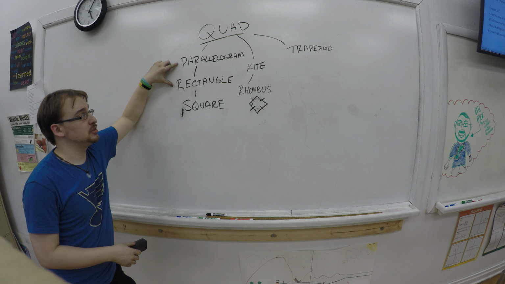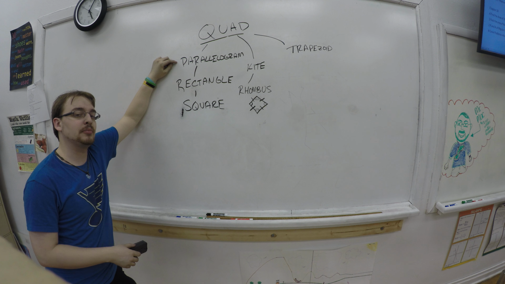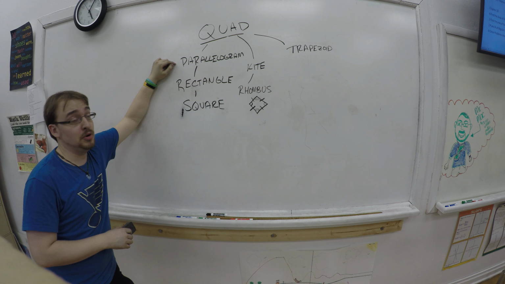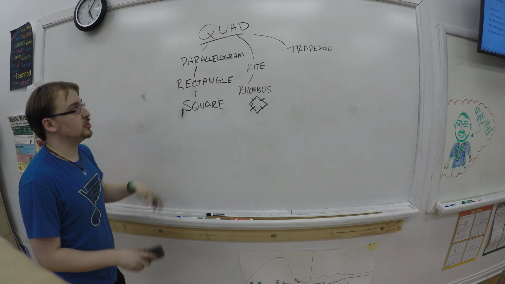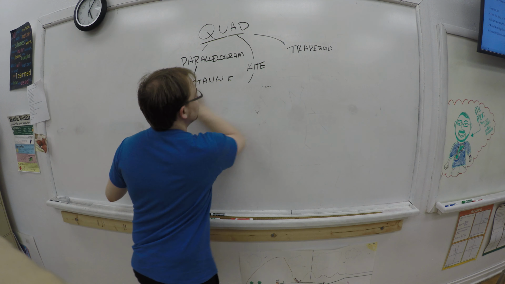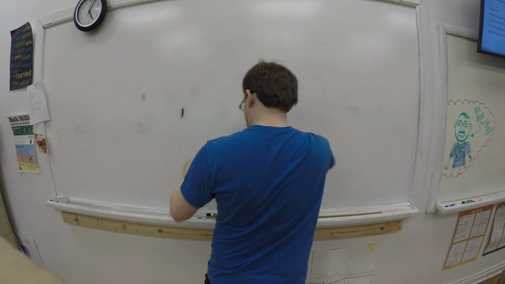So, parallelogram. If it's a parallelogram and I don't tell you anything else about it other than it's a parallelogram, right? Opposite sides are parallel. The only thing you know about it other than it's a parallelogram is that it's also a quad. It's got 4 sides. So let's talk about something that doesn't have 4 sides. Triangle. It's the special thing.